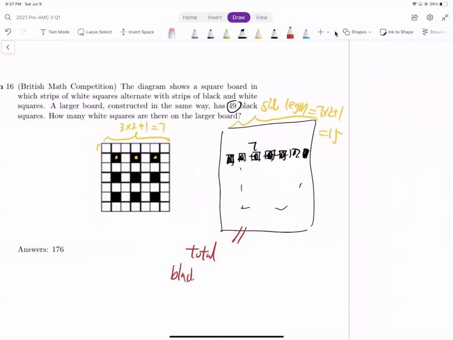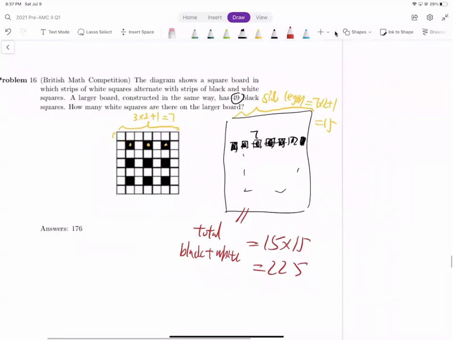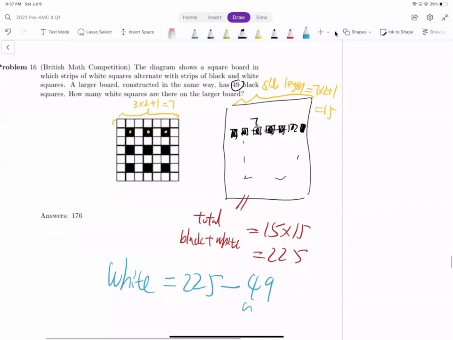Total means black plus white, which will be 15 times 15, so it's 225. Then the white will be what we are looking for. We are looking for white, right? And then the white will be the total 225 minus black. Black is 49. Okay, so then we get 176.